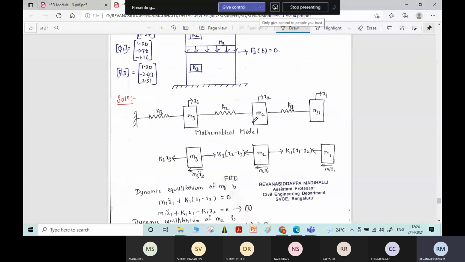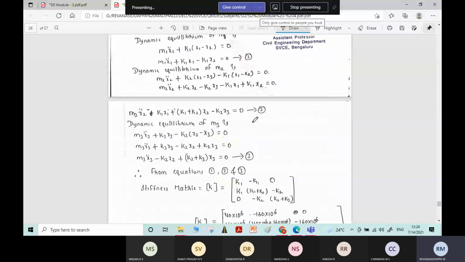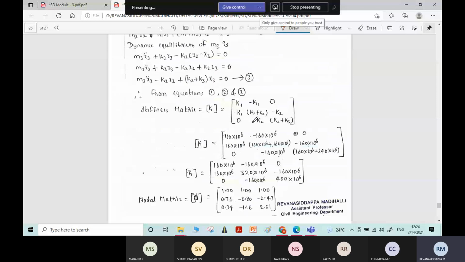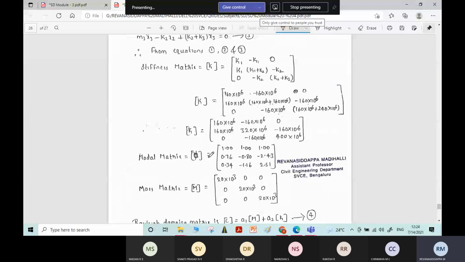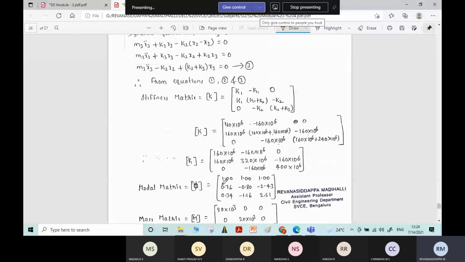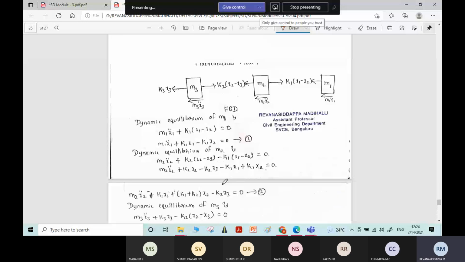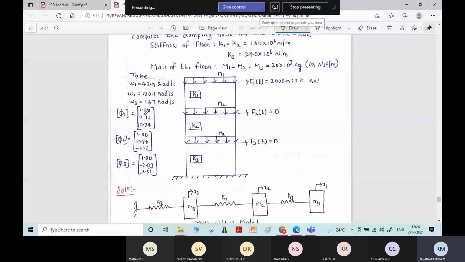Initially, you find the stiffness matrix, the modal matrix and the mass matrix. I think it is given in the problem only. Yes, it is given in the problem. The natural frequencies are given, the modal matrix is given, and the masses are given. Stiffness values are also given. You write all those matrices.